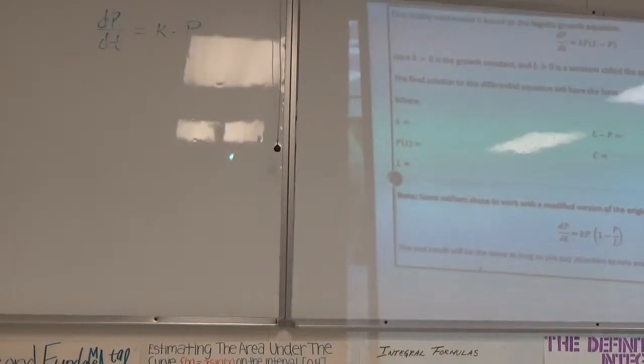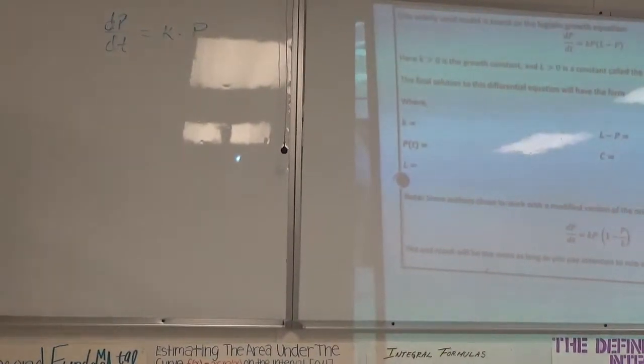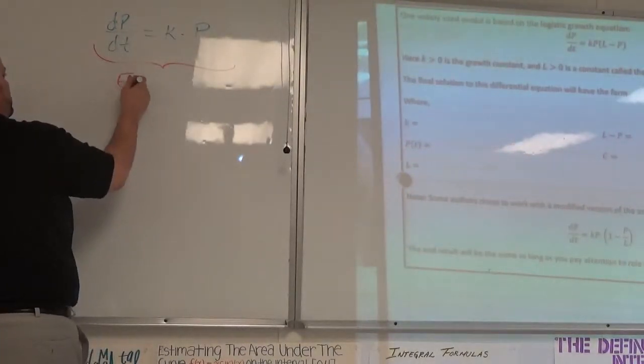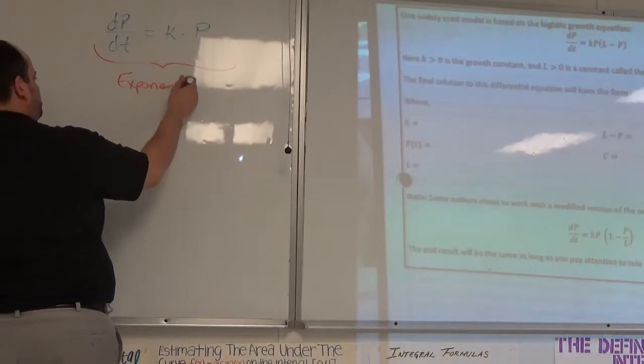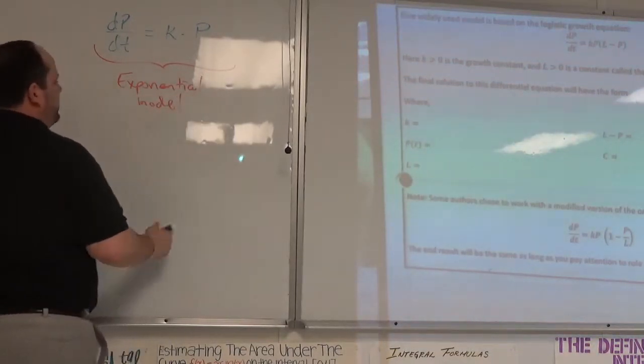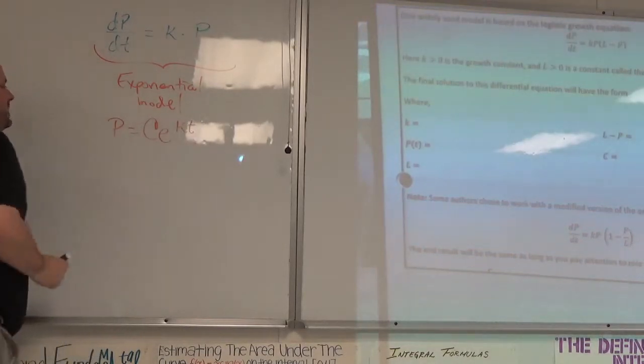To know this on site. You need to know that this is the exponential model, right? And you should have, Anthony, you would have seen this yesterday? Yeah, I did see that. So this is the exponential model, and your final equation looks something like P equals C e to the kt.